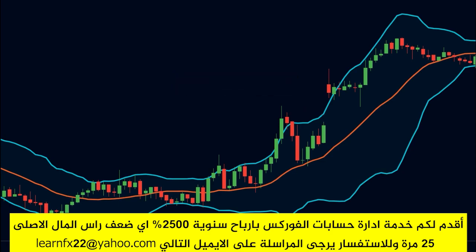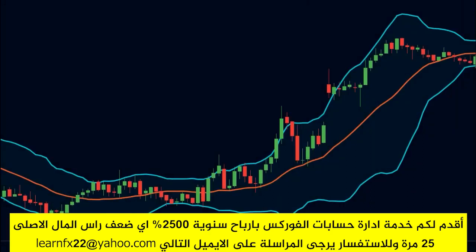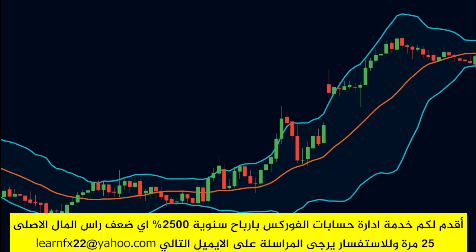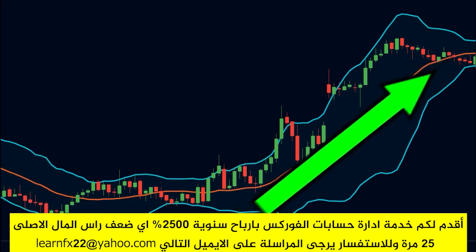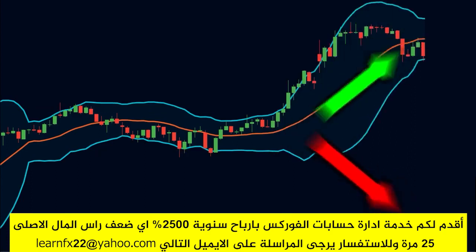The main use of Bollinger Bands is to identify if the price is higher or lower on a relative basis. The main advantage of using Bollinger Bands over other envelope indicators is that Bollinger Bands clearly show the volatility of the market. This means that when the market is going through a period of low volatility, the bands become much narrower. This indicates that a strong trending move might follow. Hence, whenever we see narrow Bollinger Bands, we should keep an eye for a breakout to occur in any direction.